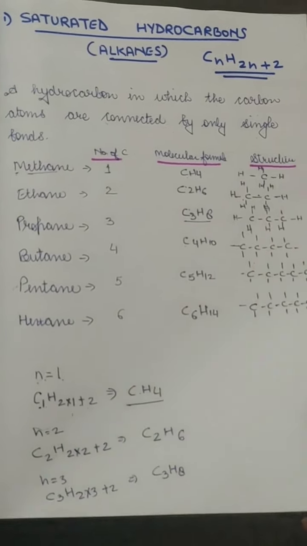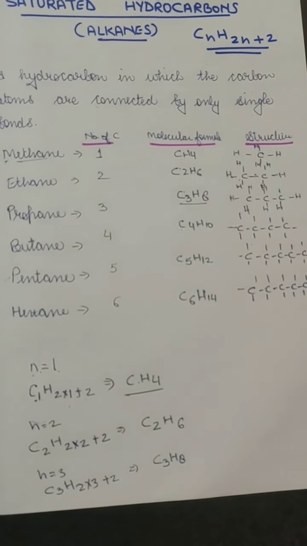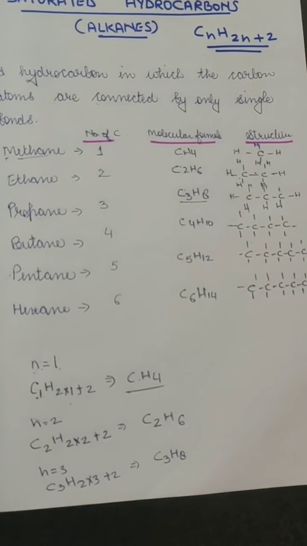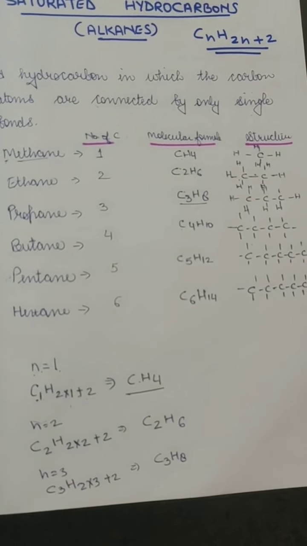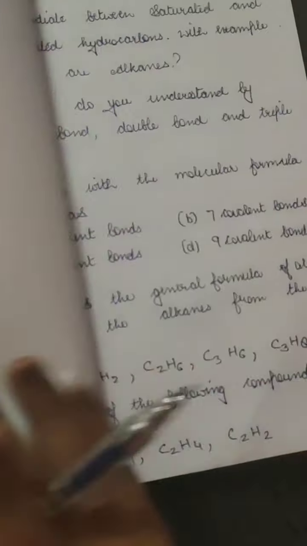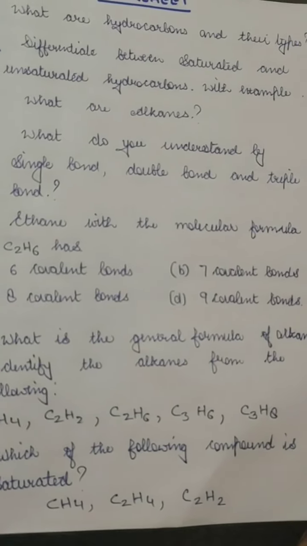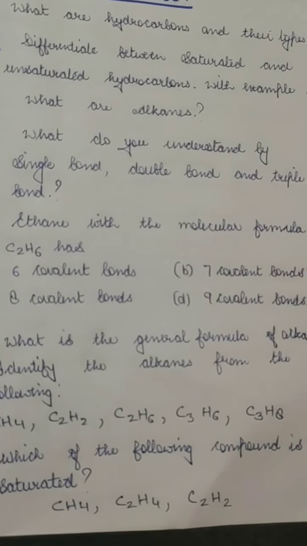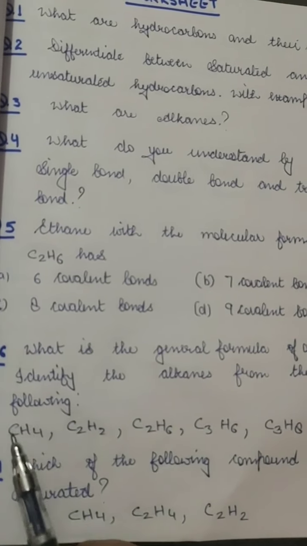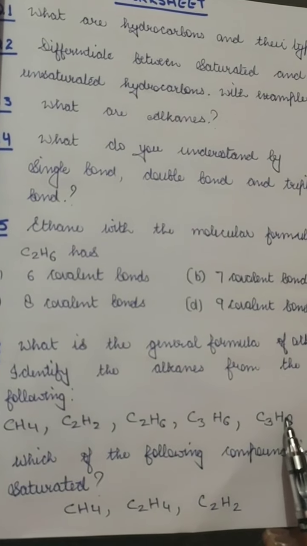Since you had some problem in your homework section, I am discussing questions number 6 and 7 with you before I start the topic. The questions were: what is the general formula of alkanes? And identify the alkanes from the following formulas.